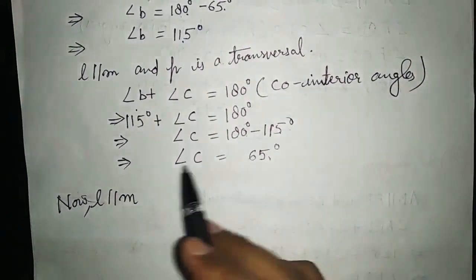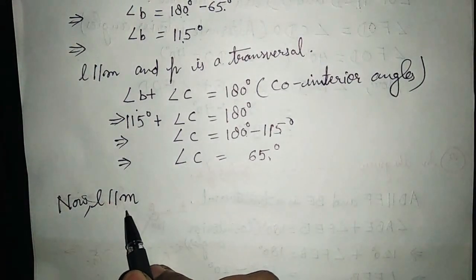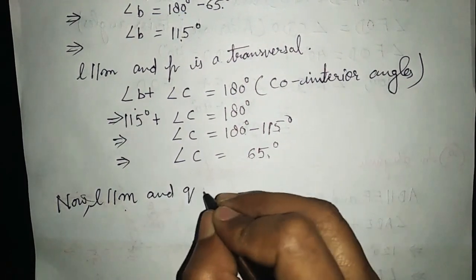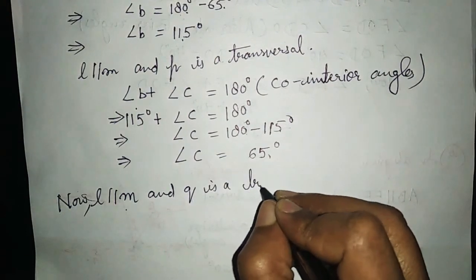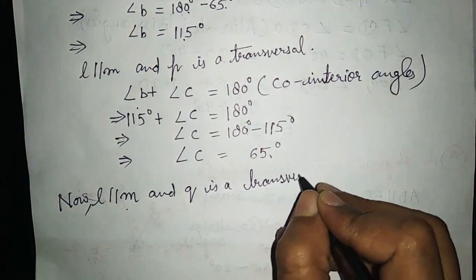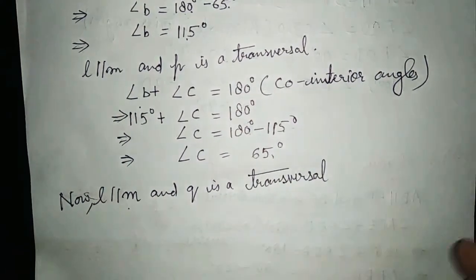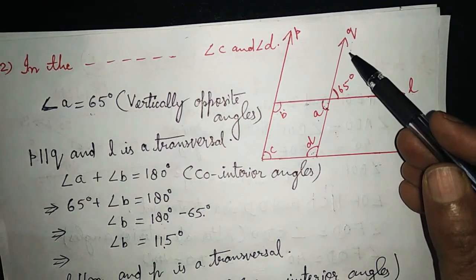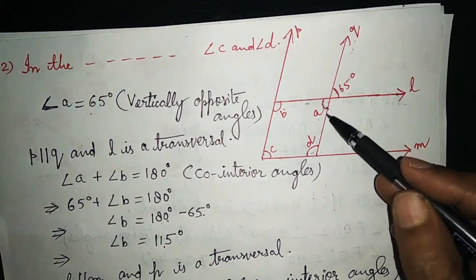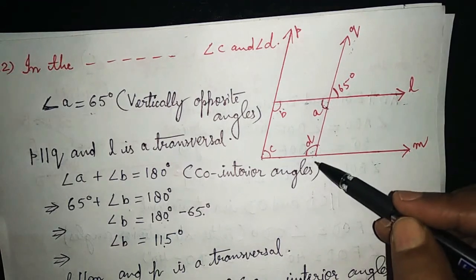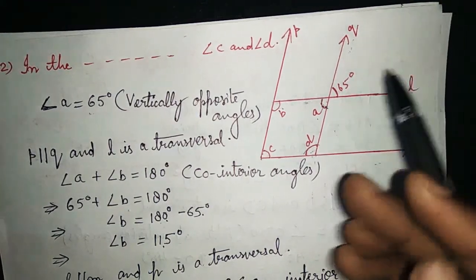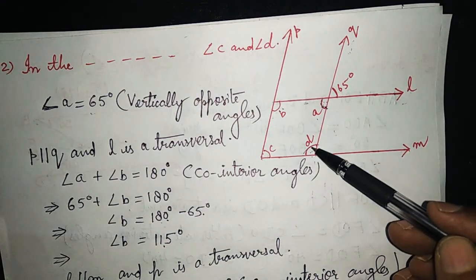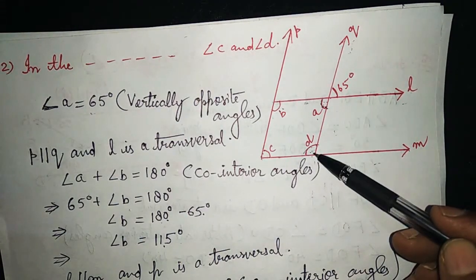Now we take L is parallel to M and Q is a transversal. Okay, L is parallel to M and Q is a transversal. So angle A plus angle D is equal to 180 degrees because these two angles are forming on the same side of the transversal. So these two angles are co-interior angles and co-interior angles are supplementary.